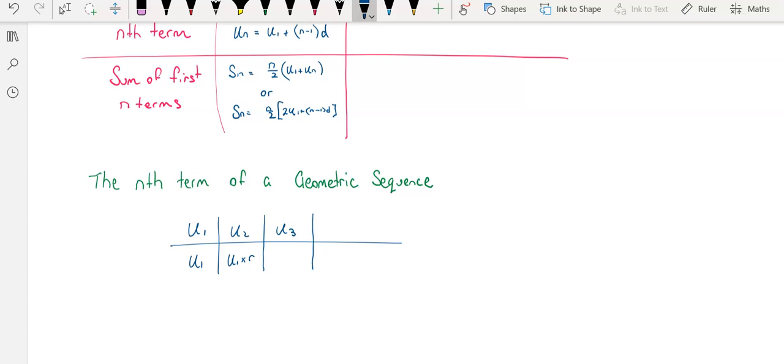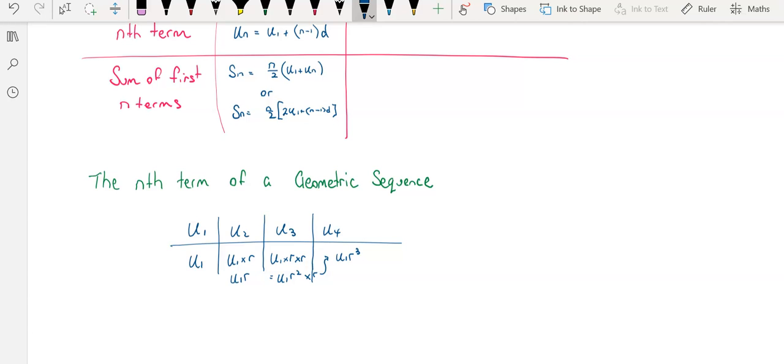So u1 times r, we wouldn't write that as u1 times r, we just write that u1r. Okay, and then to get the next term, we would take our term 2, which is u1 times r, and multiply by r again. So we would write u1r squared. This one here is u1r. So u4 is going to be u1r squared times r. We multiply this by r to get u4, which is u1r cubed.